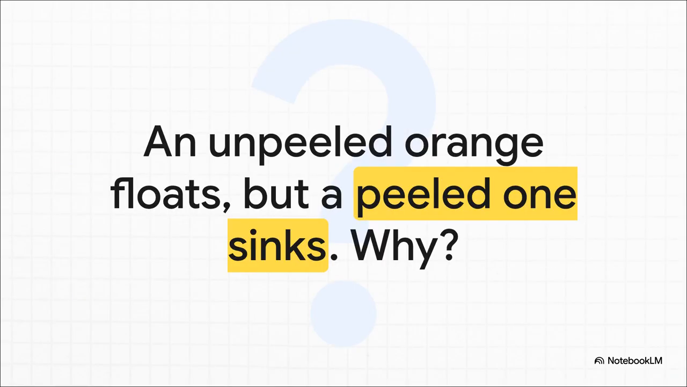So let's close out with that puzzle from the very beginning. An unpeeled orange floats, but if you peel it, it sinks. Why? Well, now you know. The peel is full of tiny little air pockets, which drastically increases the orange's total volume without adding much mass. This lowers its overall density, letting it float. Take the peel off, and it's too dense. So, now that you know the science hiding in plain sight, what other everyday mysteries out there can you explain?